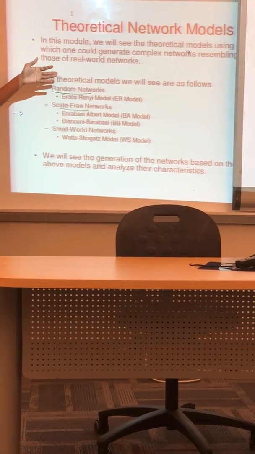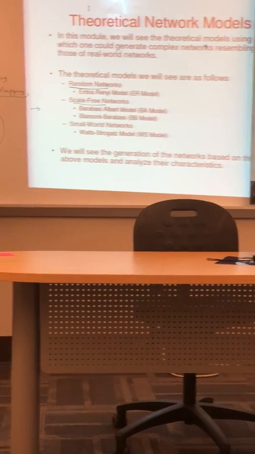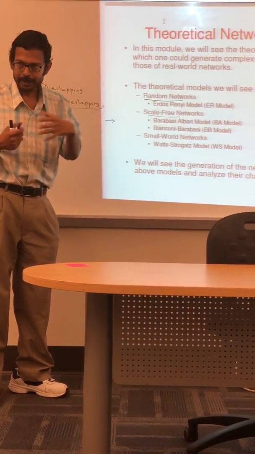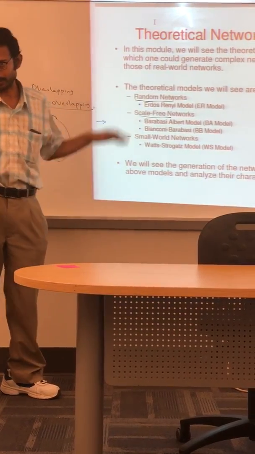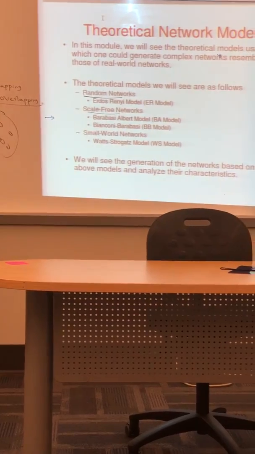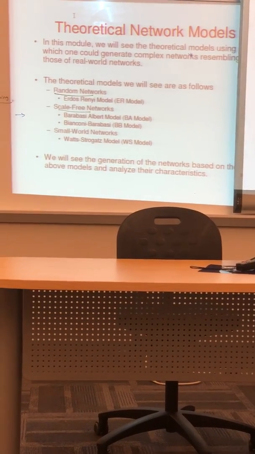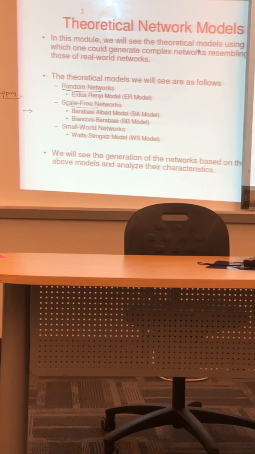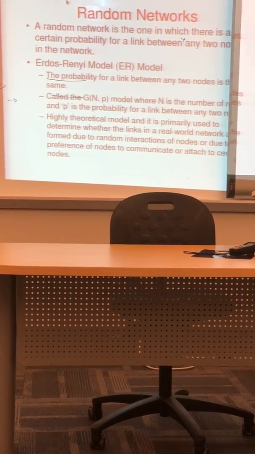We can characterize real-world networks as either random or scale-free by comparing some of the properties or values with those from the theoretical models. As we proceed through this module, we'll see how to do all this. There are three broad categories of models we're going to see: random networks, scale-free networks, and small world networks. We'll see them one by one. So, random network.